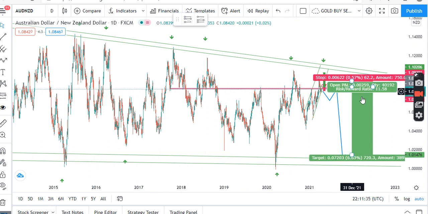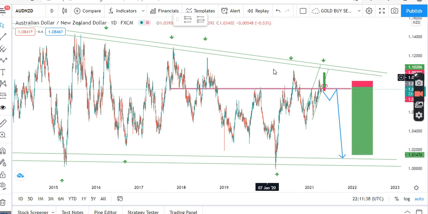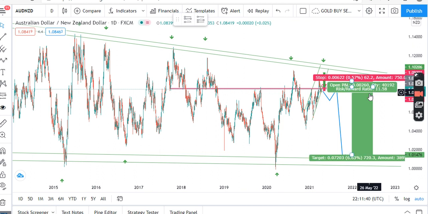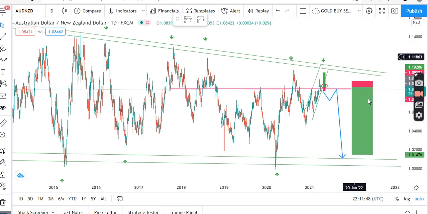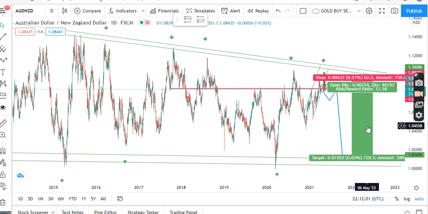I need you to see that price breaks this. Okay, I need to see that price breaks this structure here and this structure here, and if it does that, I'll be in for a sell. Look at this. I risk 62 pips to make 720 pips. That's a massive risk to reward ratio, right?